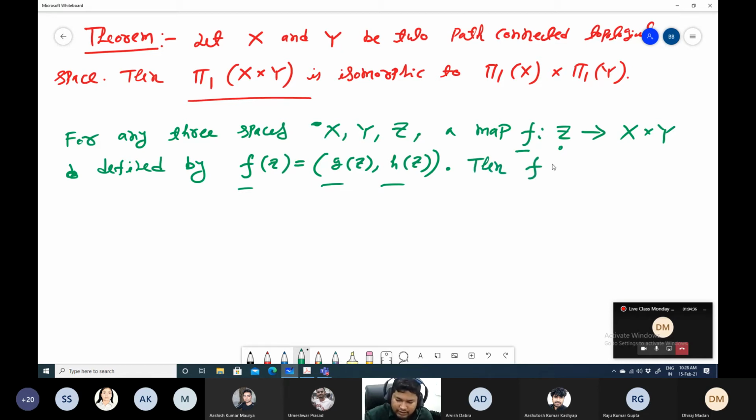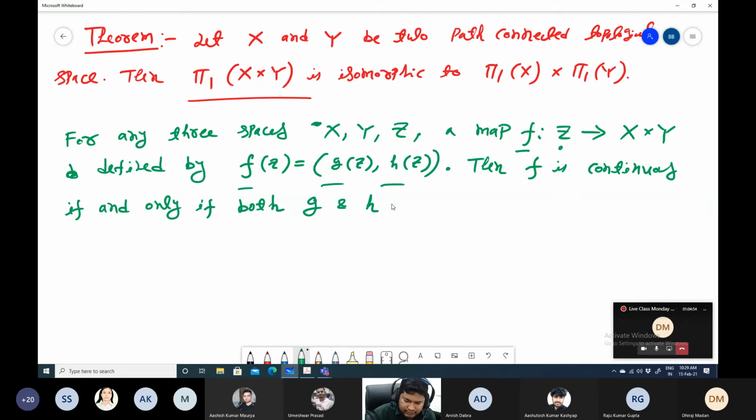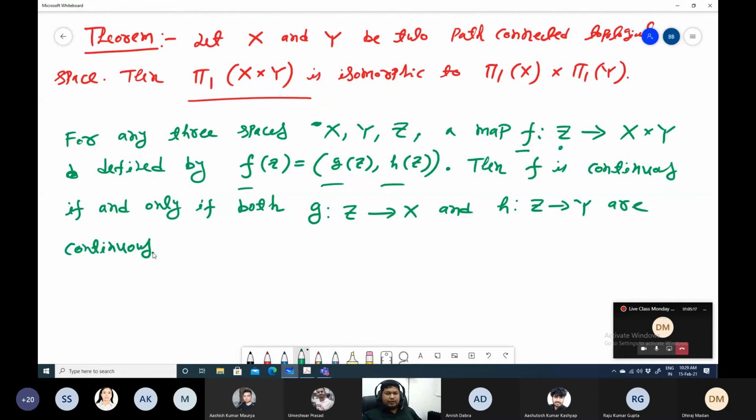Now it is known that f is continuous if and only if both g and h are continuous, where g is a map from Z to X and h is a map from Z to Y. So that is a simple result from topology. So you will use this fact here. Is that fine? It is also a similar result in our calculus course as well. Is that fine? Yes, sir. Okay.